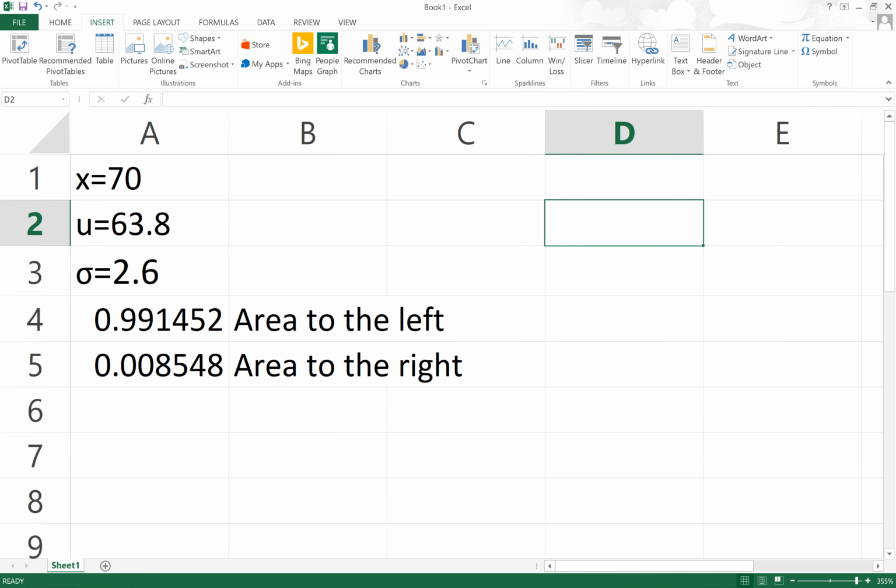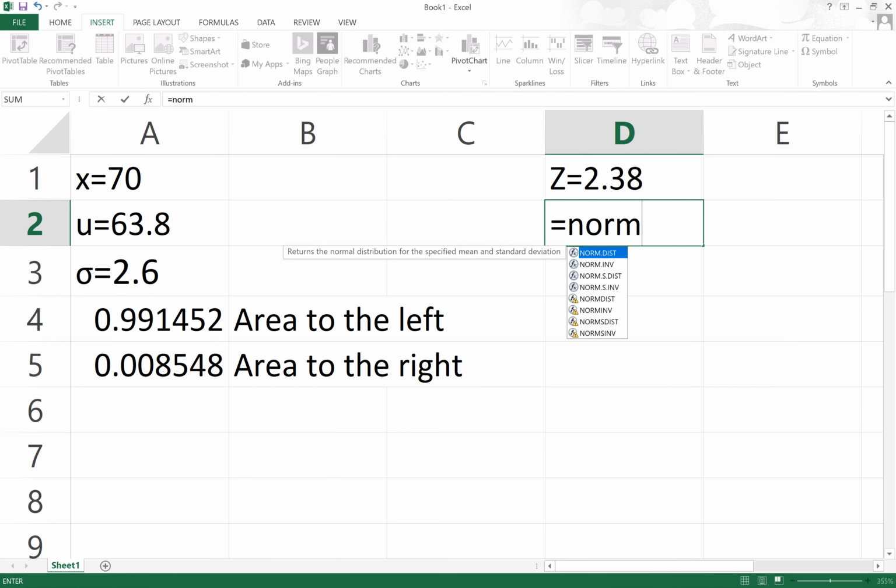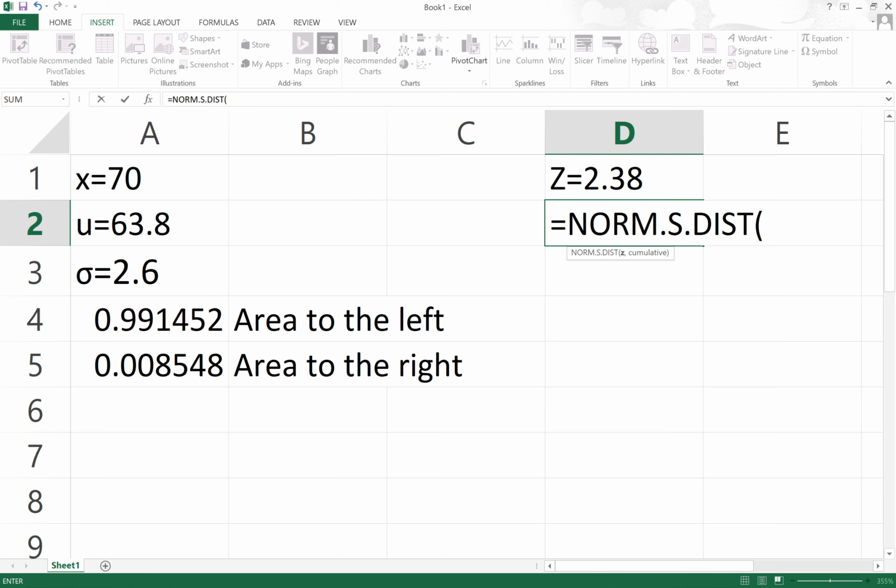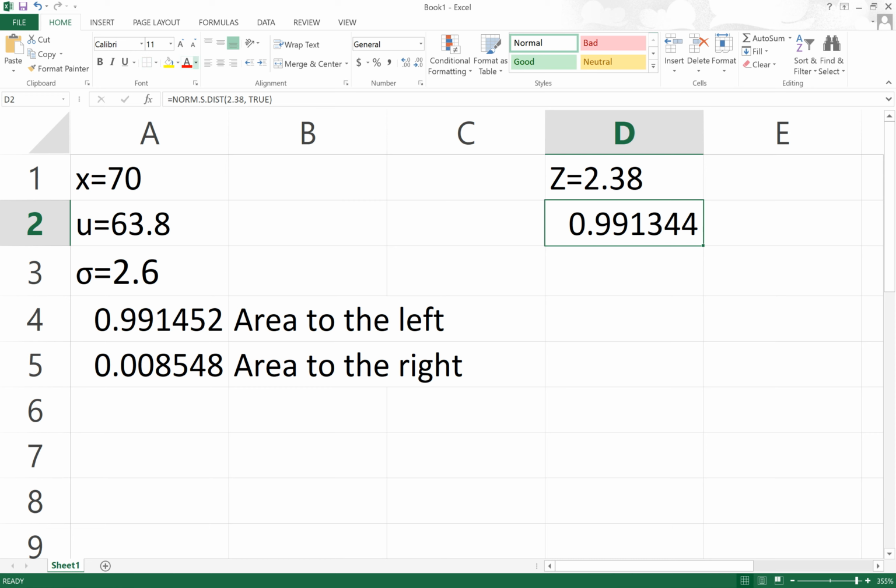Also, if you're using this, since the z-score we calculated is equal to 2.38, we're going to use the standard normal distribution, putting in the z-score 2.38. Put in TRUE, and you should see the exact same answer, 0.9913, right? If you run it to 4 decimal places, as the table shows, the table shows 0.9913.